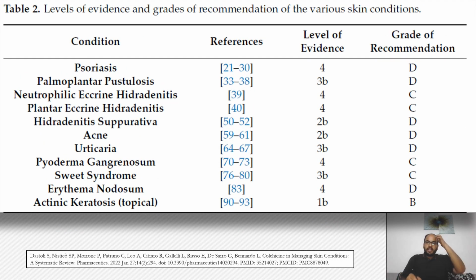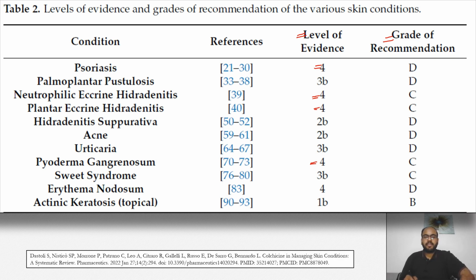Now, these are the different levels of evidence regarding different dermatoses along with the grade of recommendation. The higher the level of evidence, the better the drug is suited in that disease. Level 4 means anecdotal evidence. That means only a few people have tried it and found benefit. They have not done properly designed studies.